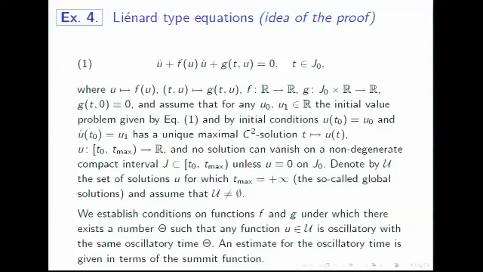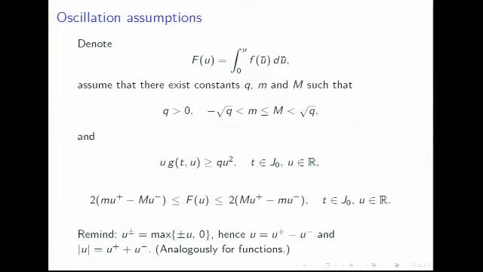We establish conditions on functions f and g under which there exists a number capital Theta such that any function u from the class is oscillatory with the same oscillatory time Theta. An estimate for the oscillatory time is given again in terms of the summit function.